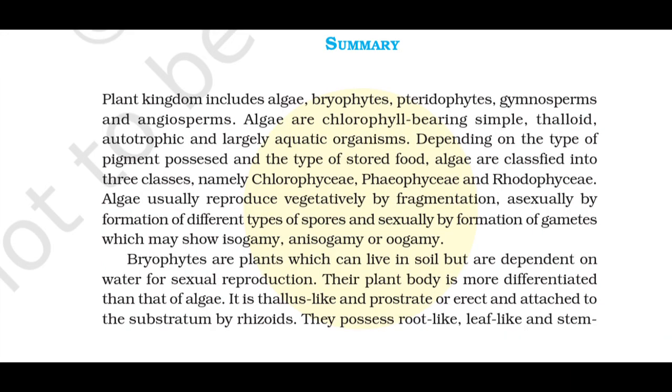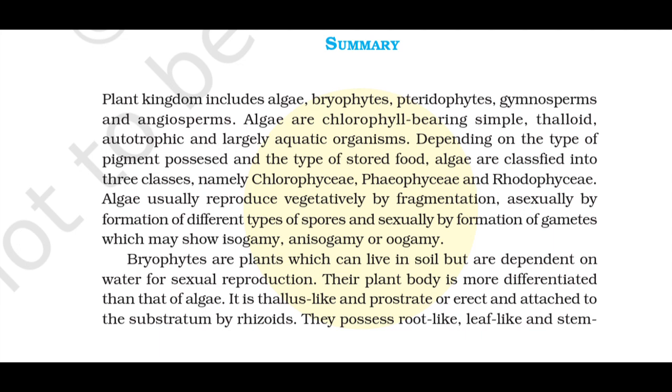Summary. The plant kingdom includes algae, bryophytes, pteridophytes, gymnosperms, and angiosperms. Algae are chlorophyll-bearing, simple, thalloid, autotrophic, and largely aquatic organisms. Depending on the type of pigment possessed and the type of stored food, algae are classified into three classes, namely Chlorophyceae, Phaeophyceae, and Rhodophyceae. Algae usually reproduce vegetatively by fragmentation, asexually by formation of different types of spores, and sexually by the formation of gametes which may show isogamy, anisogamy, or oogamy.